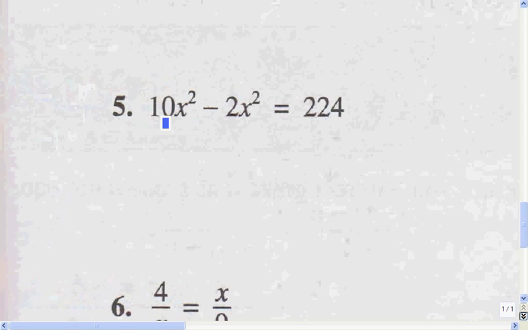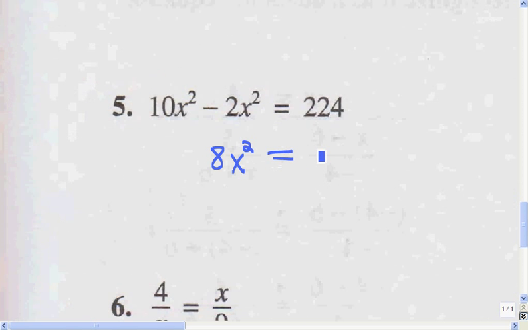What I'm going to do here is combine like terms, right? 10x squared minus 2x squared is 8x squared. Then I'm going to isolate the variable by getting rid of the 8. Since this is 8 times x squared, I'm going to use the inverse operation of multiplication, which is division. That's going to get rid of my 8. But what I do to one side, I have to do to the other, so I'm going to divide the other side by 8.